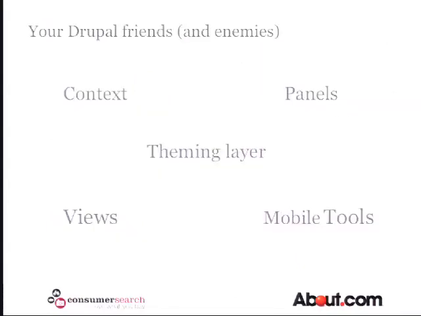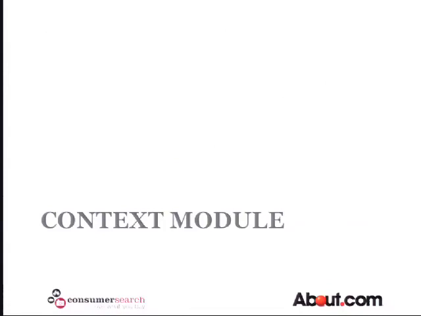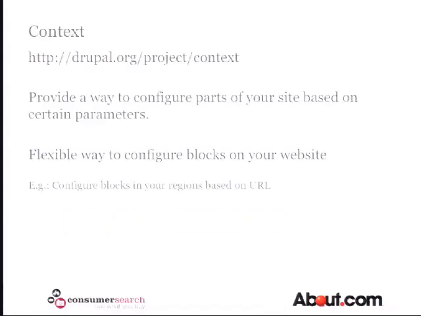So when you have these architectures, there's of course all these modules you can use: context panels, views, mobile tools, theming layers. Basically, they're your friends, enemies, depends on what you do. And as an example, I want to go through some of these modules. Just a quick test: who uses context modules for their websites? Okay, that's still a kind of small group.